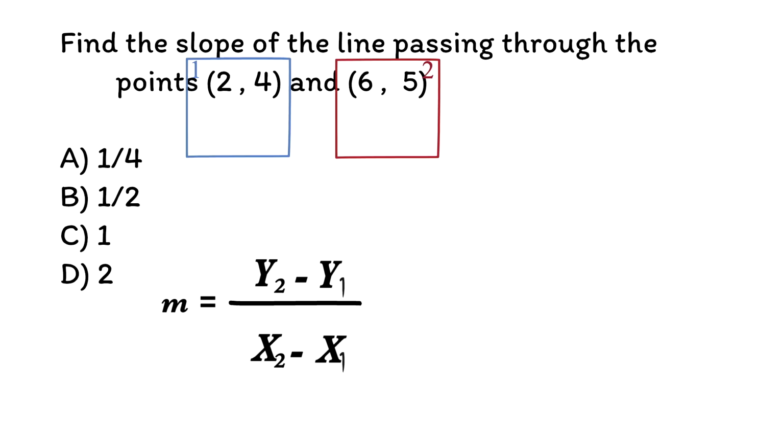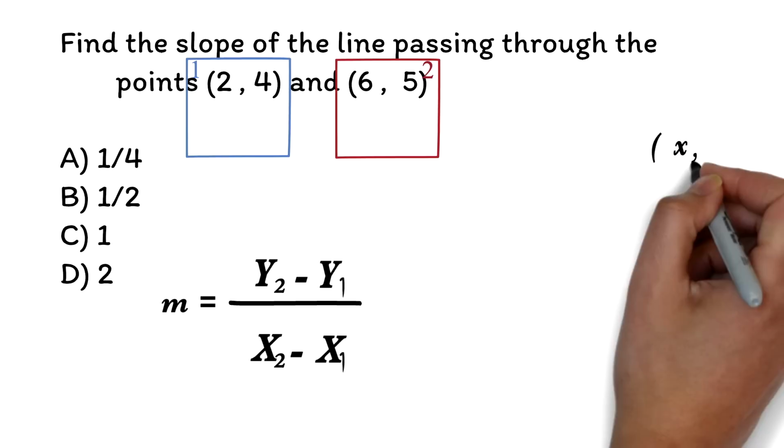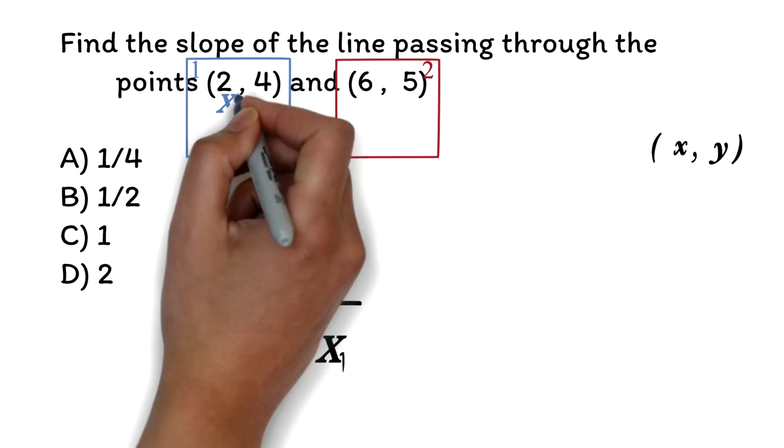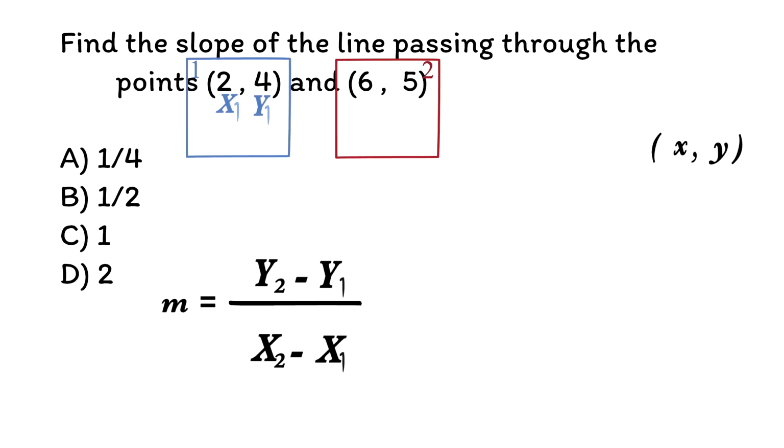We know that when you have a point, the first value is your x, and the second value is your y. Since we are calling this point 1, we will have x1, y1 here. Same thing for this. Since we are calling this our point 2, we can call this x2, y2. We just put the values into the formula.